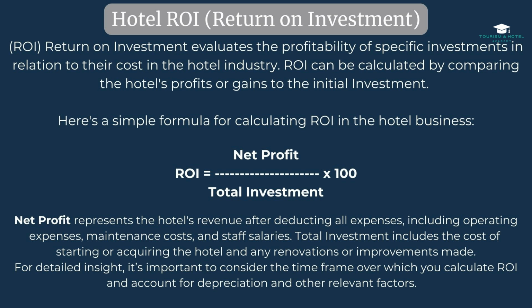Net profit represents the hotel's revenue after deducting all expenses, including operating expenses, maintenance costs, and staff salaries. Total investment includes the cost of starting or acquiring the hotel and any renovations or improvements made. For detailed insights, it's important to consider the time frame over which you calculate ROI and account for depreciation and other relevant factors.